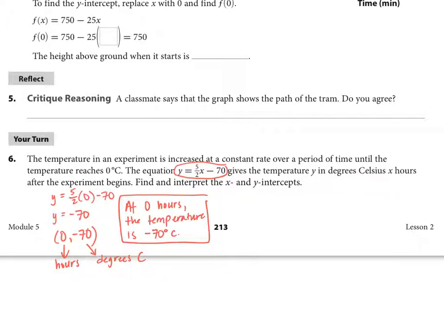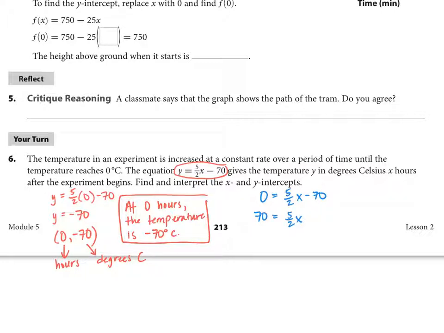And let's find our x-intercept. That means that y is 0. So the equation y equals 5/2 x minus 70 becomes 0 equals 5/2 x minus 70. And this is going to be a little more challenging. I'm going to add 70 to both sides, and I get 70 equals 5/2 x.